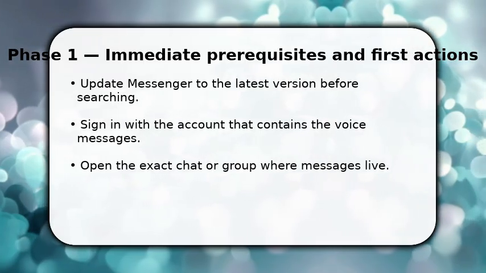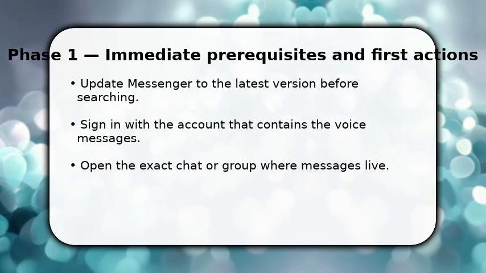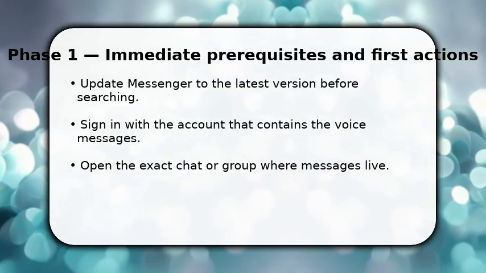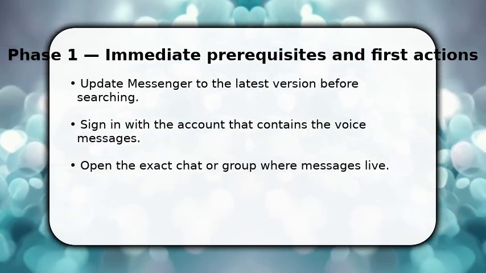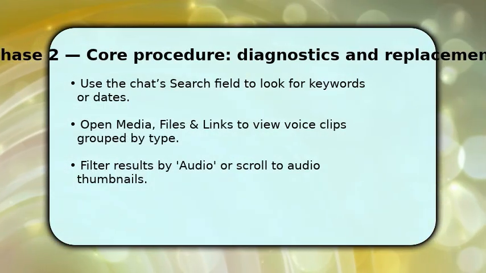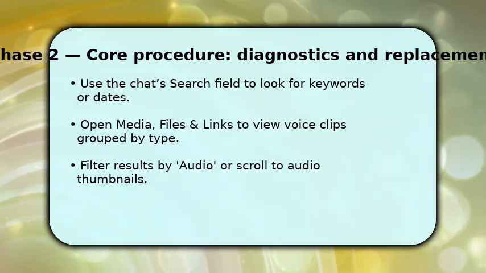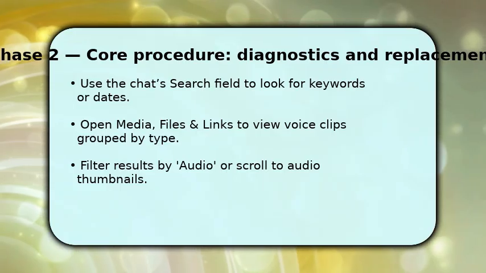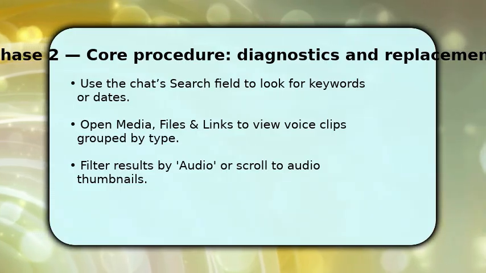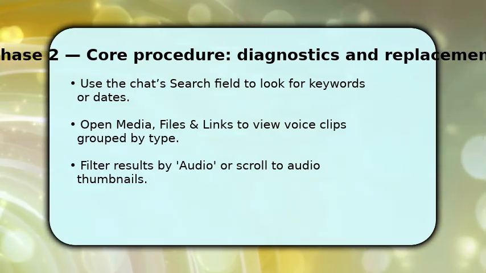Now, locate the search icon or the conversation's media, files, and links panel. This is where voice clips are indexed and where the actual search begins. Next, find voice clips by using the chat search field or the media, files, and links section. Both help narrow results. Type keywords, names, or dates. Messenger indexes attached labels and captions.